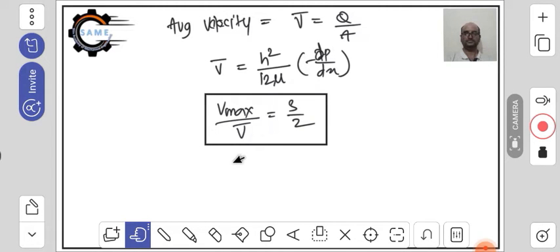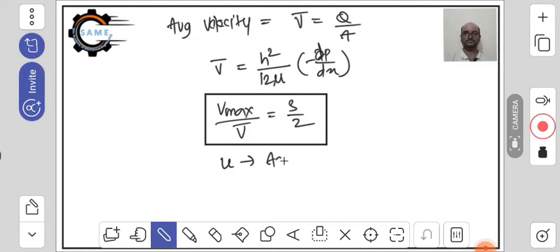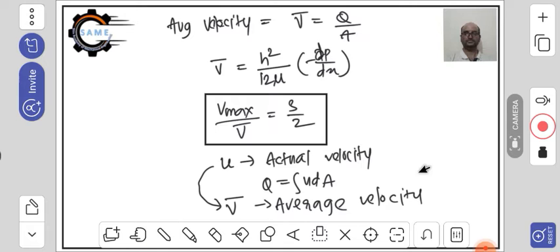Now see, the actual velocity is u, right? How will you get the average velocity? Q is equal to integration of u dA, and from this we will get the average velocity. Now, to go from actual velocity to average velocity, we have to consider some correction factors, like the momentum and kinetic energy correction factors. Now we will see that.